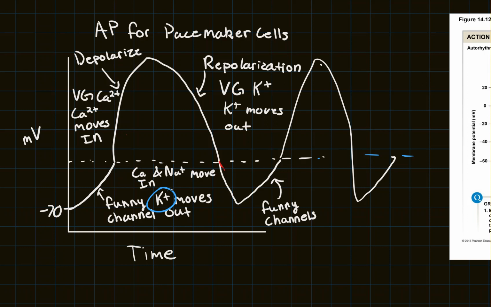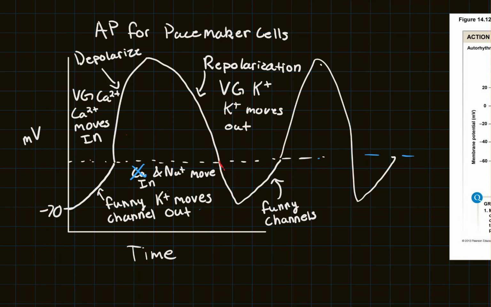So the change that I want to make is that the funny channels actually do not move calcium. So calcium does not move through the funny channels. But the other things are still correct. So sodium does still move in and potassium still moves out. The net result is the gradual depolarization here from the funny channel. So that's the net result. Sodium moving in, potassium moving out.